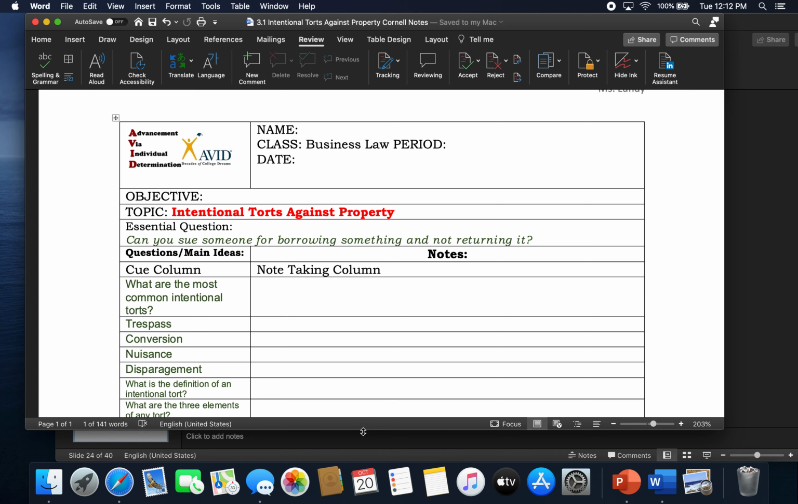Objective is we're going to look at completing Cornell notes with a little assistance. So the topic for today is intentional torts against property. And the central question you're going to answer once you finish is, can you sue someone for borrowing something and not returning it?